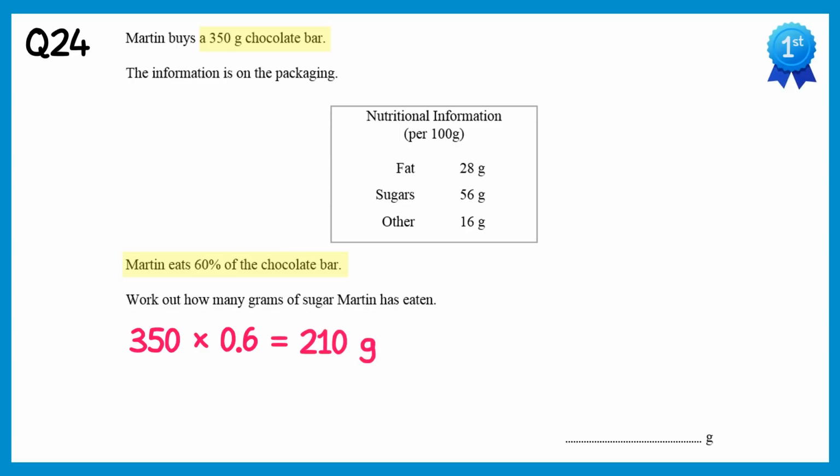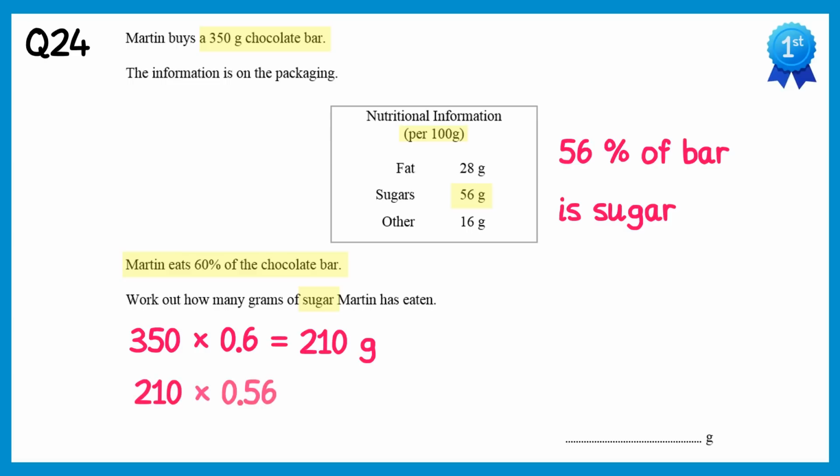We need to find out how many grams of sugar Martin ate though. If you look at the information we're given, you can see there are 56 grams of sugar per 100 grams. This means that 56% of the bar is sugar. So if Martin ate 210 grams, 56% of this would be sugar. So we'll do 210 times 0.56, which gets you 117.6 grams.